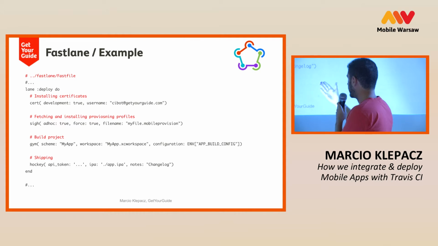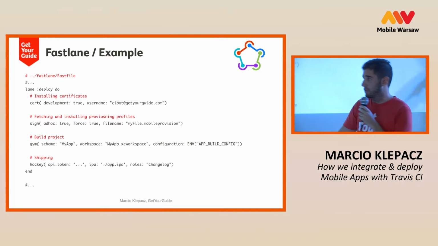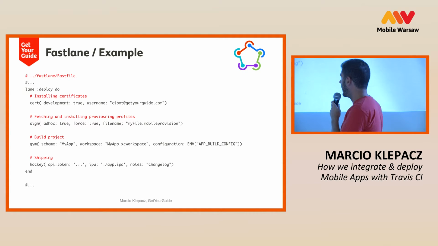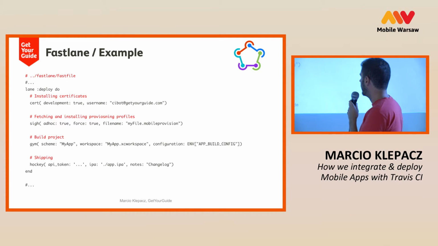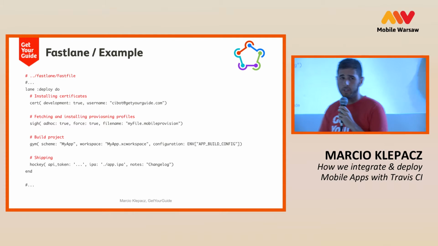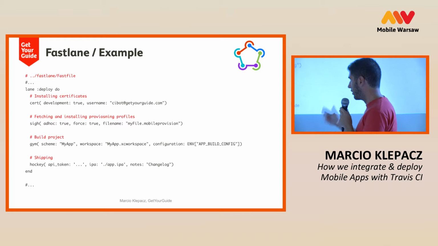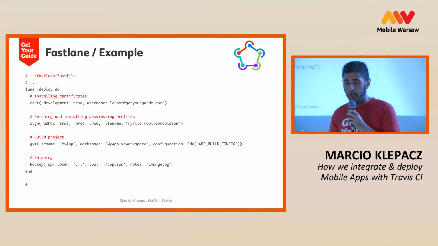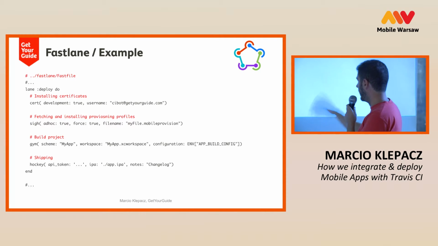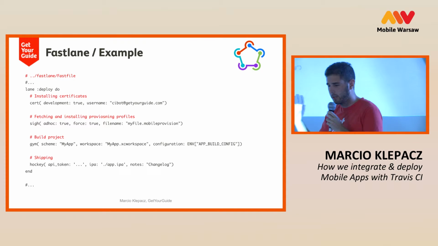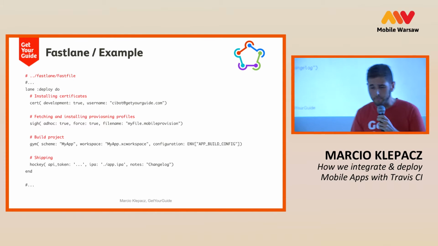And that's how we can make our build script better. We can just define a lane called deploy. We use this action called cert, where we say, hey, I want this development certificate. This is my username. It also takes care of encryption, so if you need your password. It will also fetch your provision profiles automatically from the developer portal.